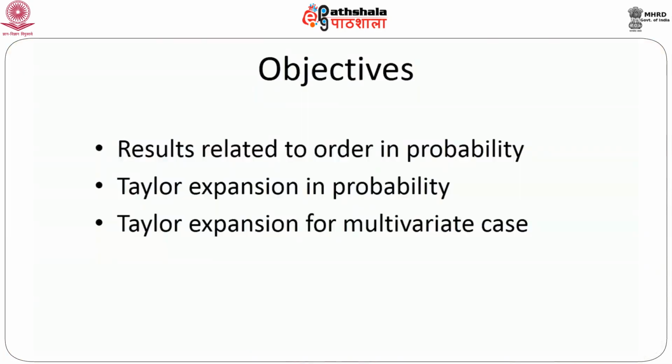And this is exactly what we are going to do after developing Taylor's expansion for a sequence of univariate random variables, and then we will move on to developing Taylor's expansion in case of a function of multivariate random vectors. Here first we will do a quick recap of some of the results related to order in probability, and then we will state and prove, or discuss how to do, Taylor's expansion in probability, and then obviously how to extend this Taylor expansion for the multivariate case.